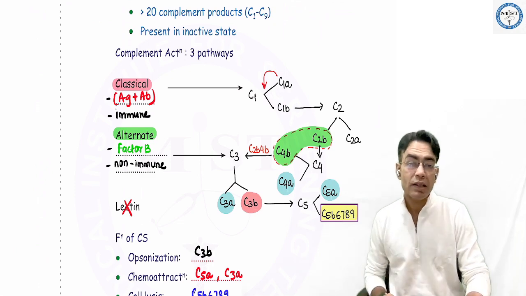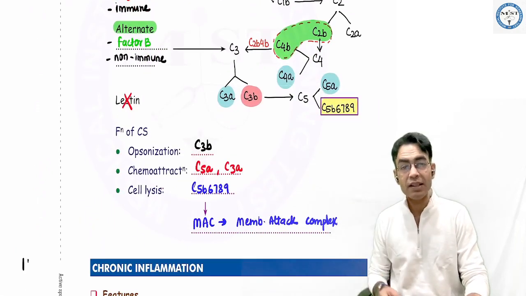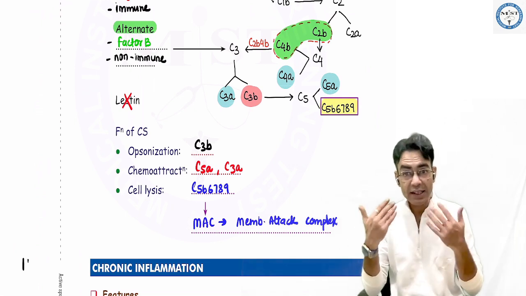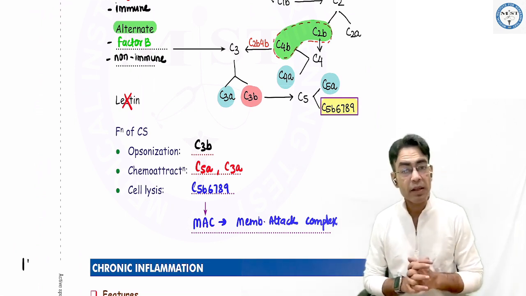What are the actions of the complement system? Opsonization, chemoattraction, cell lysis. For opsonization, it is C3b. For chemoattraction, it is C5a. And cell lysis, it is C5b, 6, 7, 8, 9.